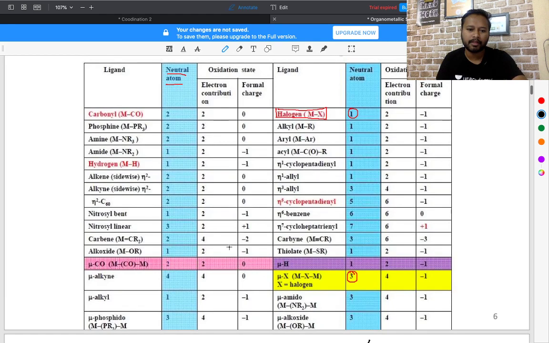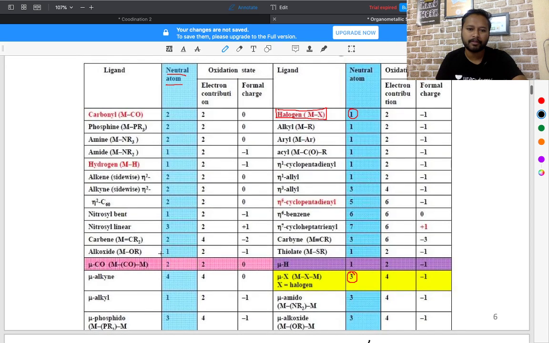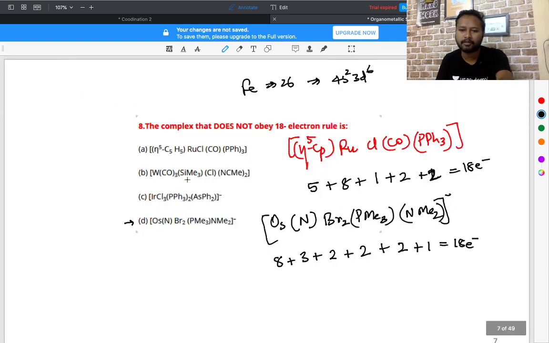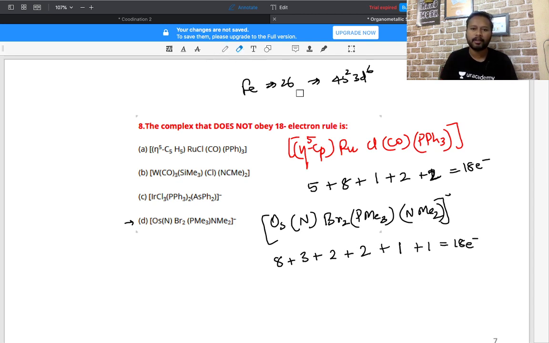PR3 gives you 3 electrons if it is in bridging form, and it's not given for NMe. Yes, it's given, right? NR2 gives you just 1 electron. So metal with NR2 gives you just 1 electron. We have to take just 1 electron for that. So NMe2 will give you just 1 electron, and now it's not an 18 electron species, it's a 17 electron species.